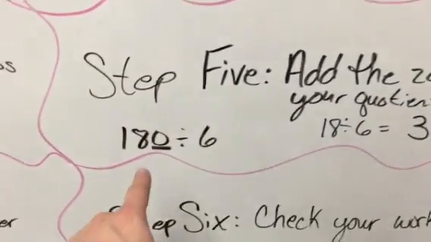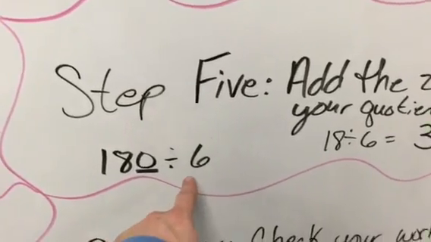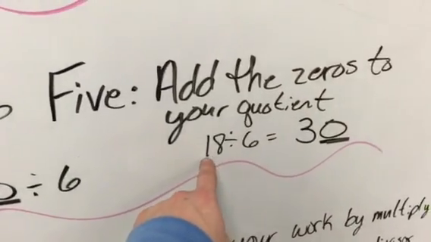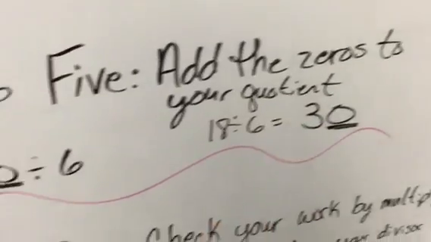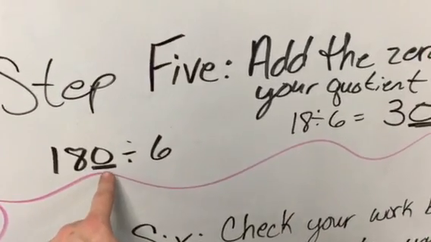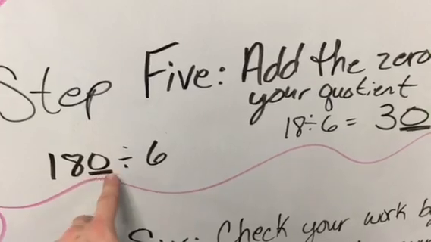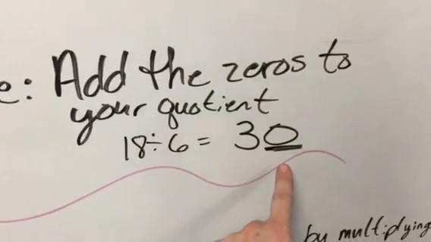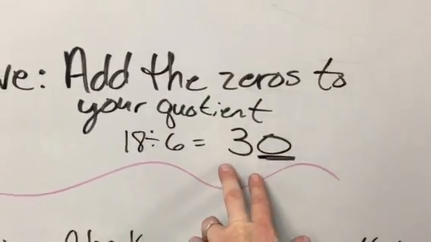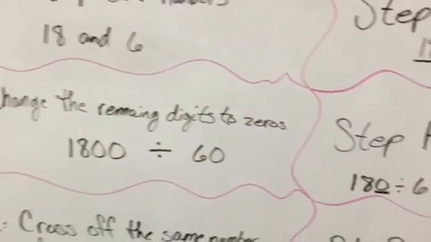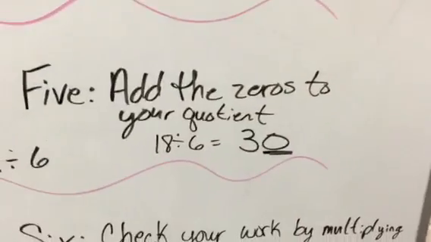Step 5, add the zeros to your quotient. Okay, so we had 180 divided by 6. We did our leading digits of 18 divided by 6 was 3. We had 1 0 left over in the 180 that we haven't used yet. So we need to bring that over to our quotient. So our new quotient for 1,800 divided by 60 is 30.